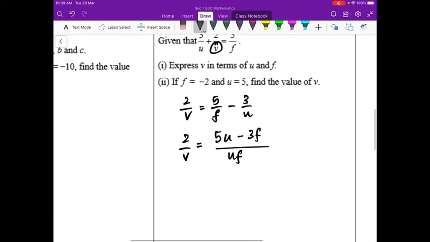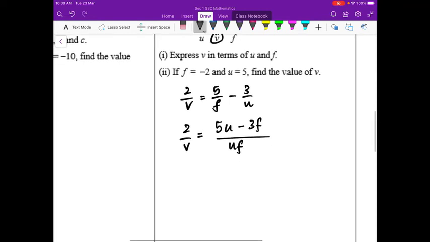Very unfortunate that they choose f and u and v. Okay, so we want to make v the subject. Now can we flip both of them? Can I say that v over 2 equals to uf over 5u minus 3f? Can we say that? What do you think?